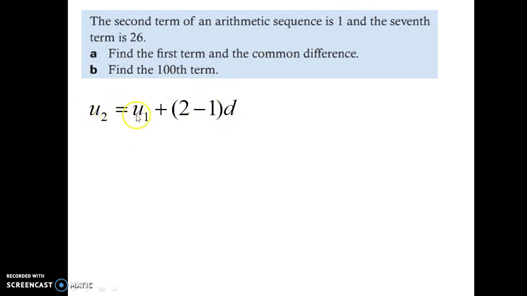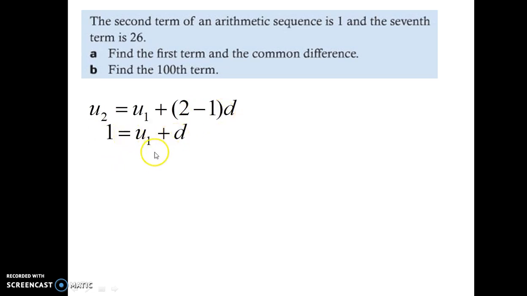So u2 equals u1 plus n minus 1, so 2 minus 1 times d. We don't know other pieces here. We do know what u2 says. The second term is 1, so I'm going to replace this u2 with 1. So 1 equals u1 plus d, because this is 2 minus 1.